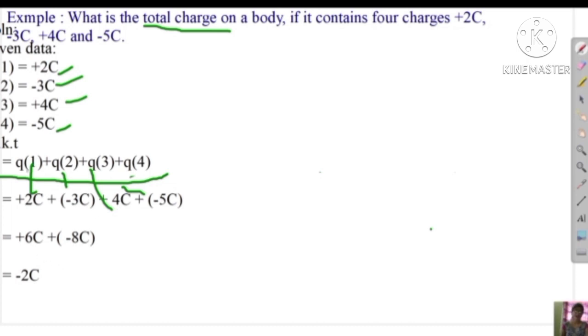Next, let's add the positive charges first. Plus 2 coulomb plus 4 coulomb is plus 6 coulomb, and minus 3 coulomb minus 5 coulomb is minus 8 coulomb. So if you add 6 coulomb and minus 8 coulomb, you will get the answer, that is Q is equal to minus 2 coulomb. So the total charge present on the body is minus 2 coulomb. Is it clear? So this is about charge is additive.